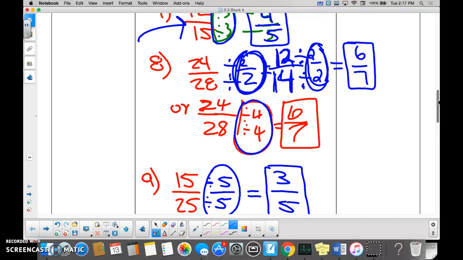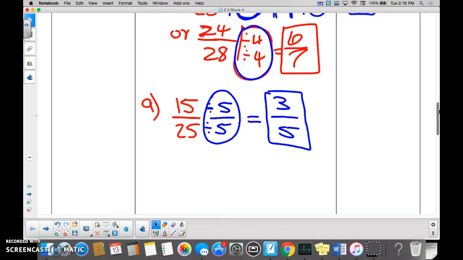12 and 14 also have a common factor of 2. They're both even numbers, aren't they? So what's 12 divided by 2? 6. What's 14 divided by 2? 7. Now we're at 6/7. Nothing else goes into 6/7 except for 1.